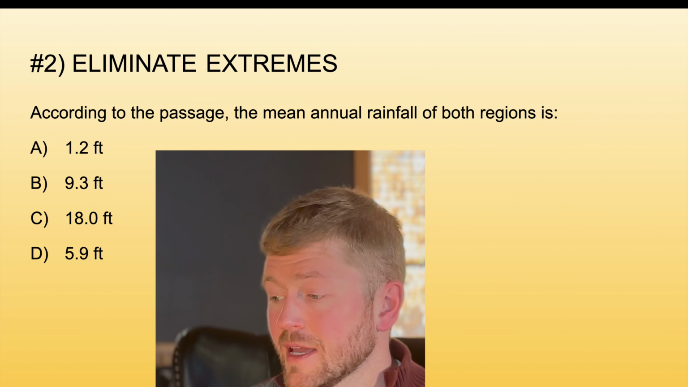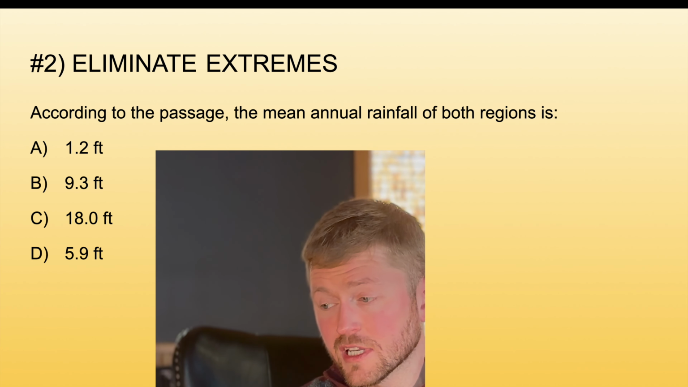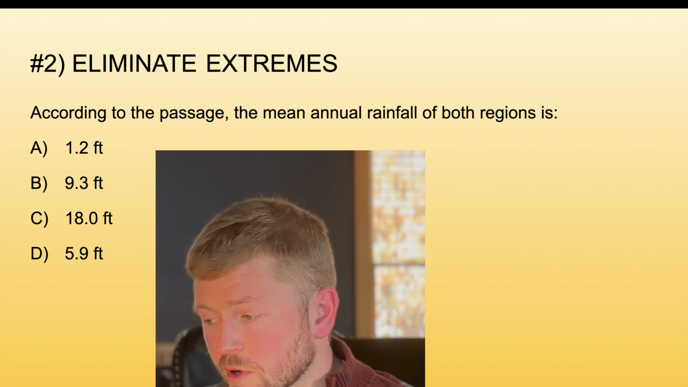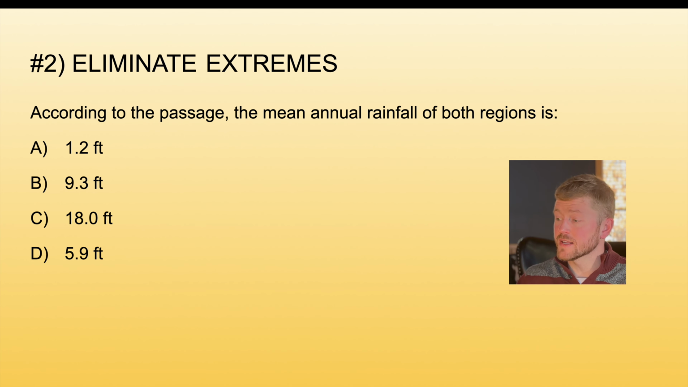Number 2, you're going to eliminate the extremes. This comes in handy especially on math problems when you've got a range of numbers. It's not always the case, but usually the answer lies between those two extremes. For example, let's say according to the passage, what passage? Well, let's say any passage. Doesn't really matter in this case.